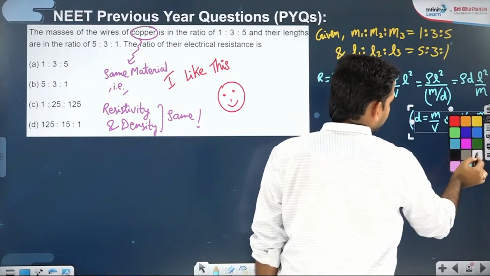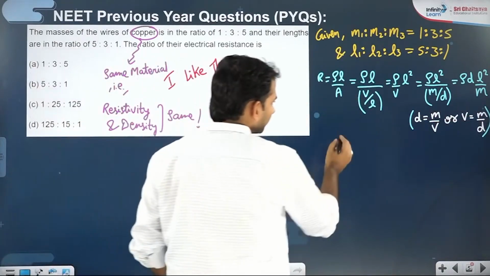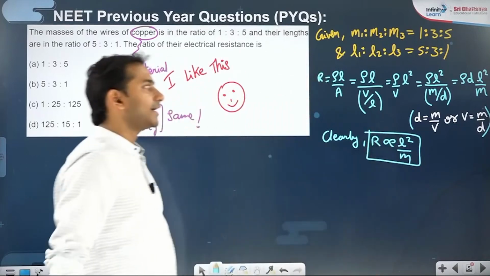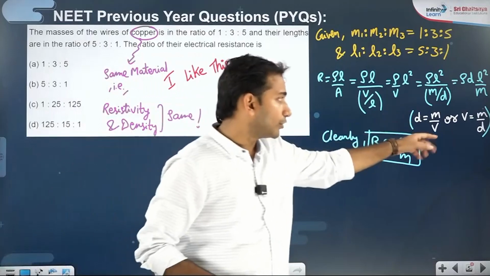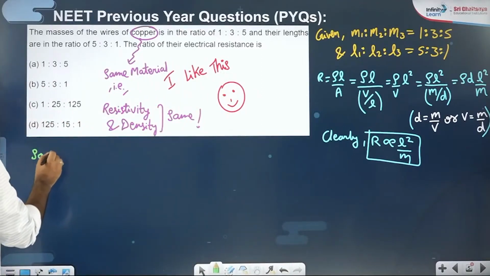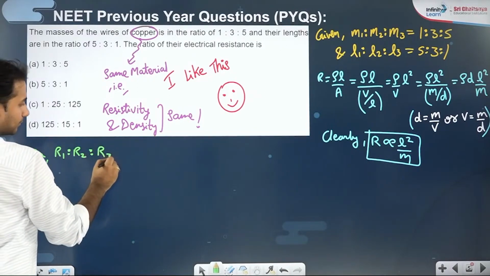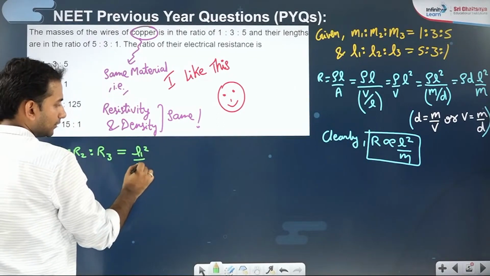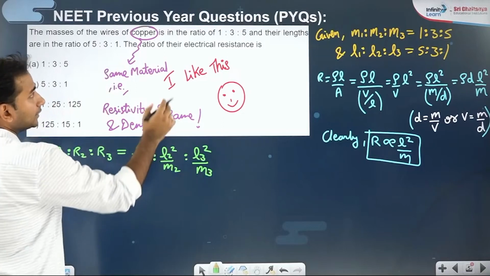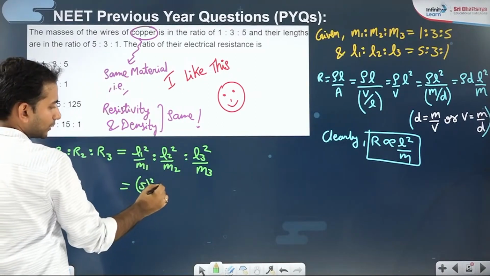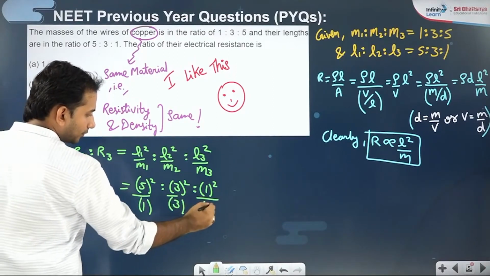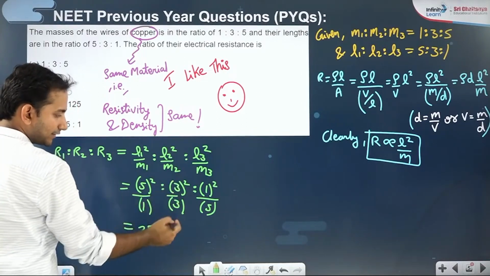What is to be understood here is that clearly the resistance is going to be directly proportional to L square by m, as density and resistivity are both going to be the same. Density is mass per unit volume. Volume can be written as mass by density, but density and resistivity are the same because of the same material. So we can say R1 ratio R2 ratio R3 must be equal to L1 square by M1 ratio L2 square by M2 ratio L3 square by M3. L1, L2, L3 are in the ratio 5, 3, 1, so that is 5 square ratio 3 square ratio 1 square. And the masses were in the ratio 1, 3, 5. So what you got is 25 ratio 3, and 3 will cancel, and 1, 3 will be remaining.